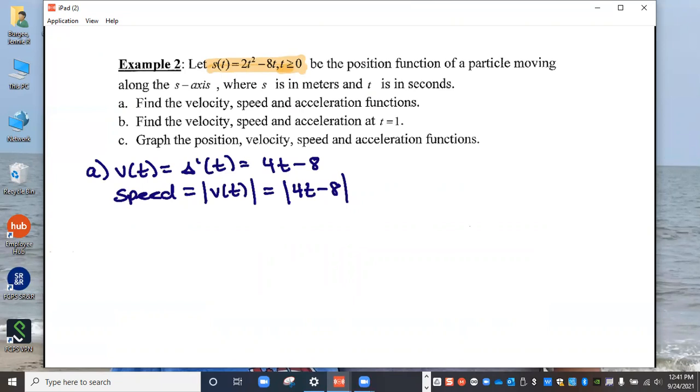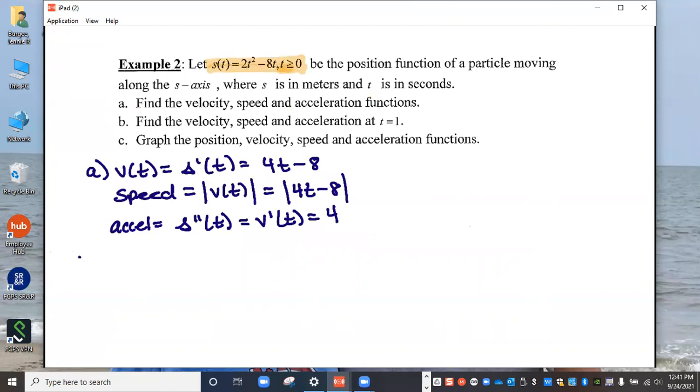My acceleration is going to be the second derivative of my position function, or just the first derivative of the velocity function. So then my acceleration function is just going to be 4. So any questions on if I give you the position function, how we can find velocity, speed, acceleration?